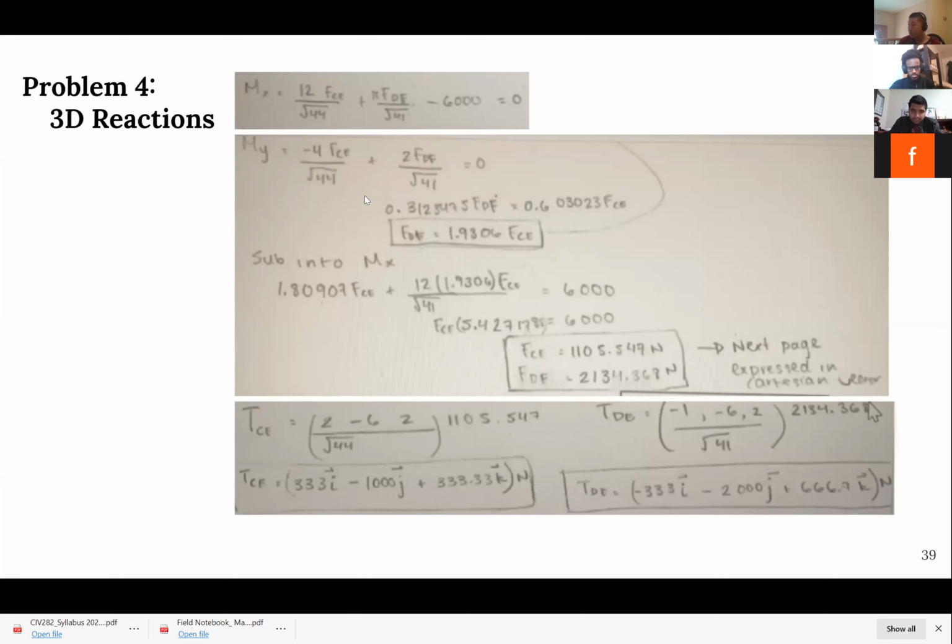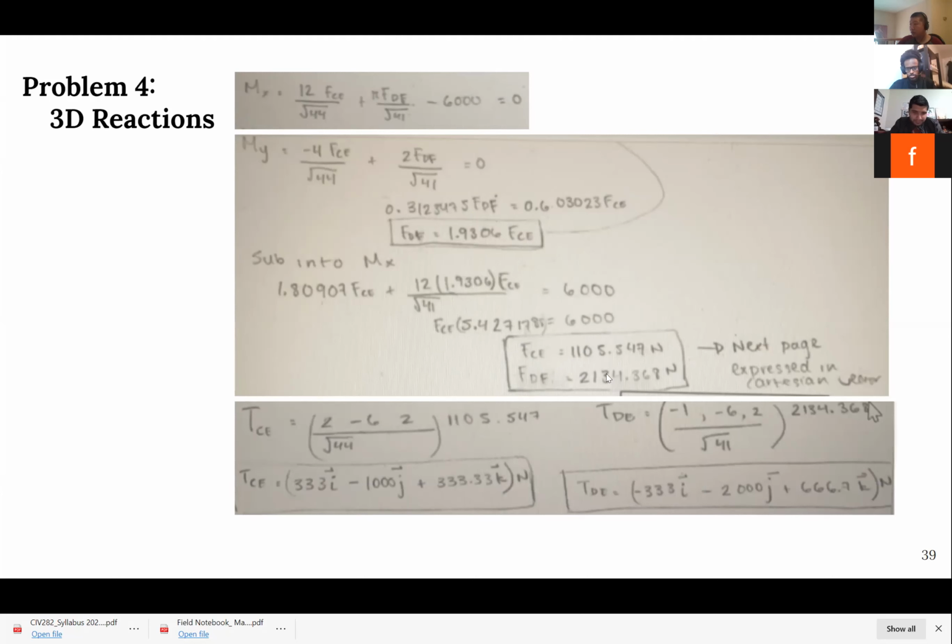Because it's 2 equations and 2 unknowns, it's very easy to solve for the forces. I just simplified moment about Y, and then I got FDF in terms of FCE. So all you do now is sub that into the moment in the X direction, and when you simplify and collect like terms, you get force of CE is equal to 1,105.547 newtons.